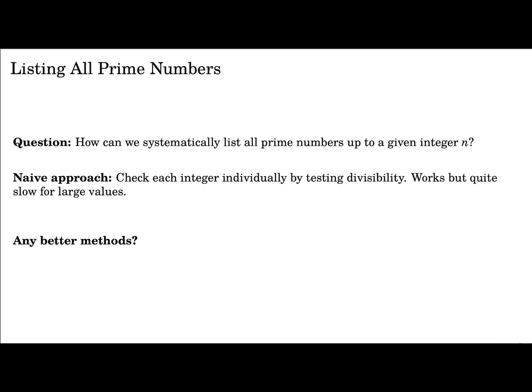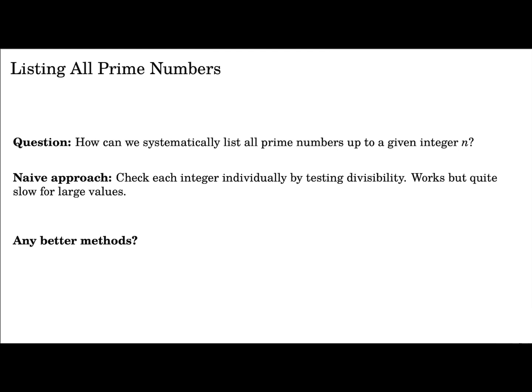Now that we know what prime numbers are, let's ask a computational question. How can we systematically list all prime numbers up to some given integer n? One possible method, of course, is the naive approach. You just check each number at a time and test whether it's divisible by smaller numbers, and then you go and do that a lot.